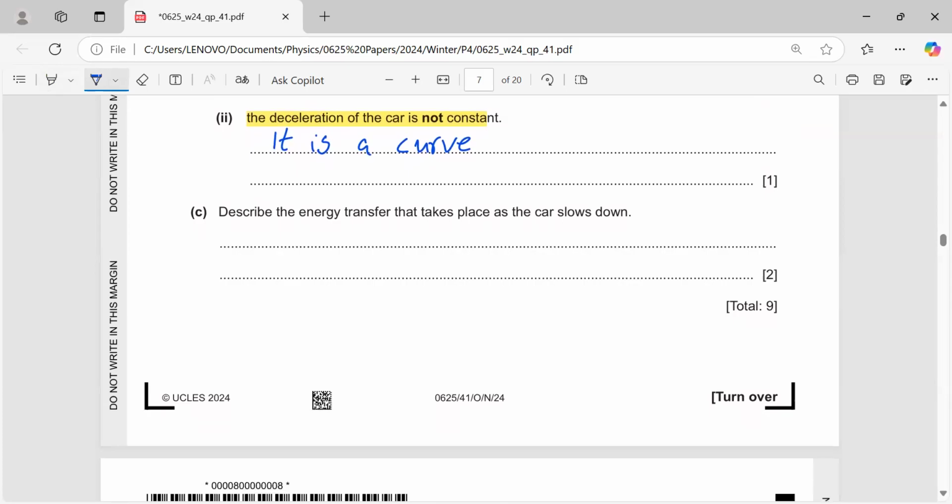Now they want us to tell them what energy transfer takes place as the car slows down. Before the speed reaches zero, the speed keeps on decreasing when the parachute opens. So you can see that it is moving initially. So we can write here that the energy goes from the kinetic store to the internal energy or thermal energy, which is the final fate of the energy. Okay.